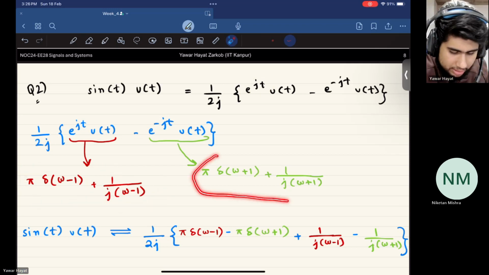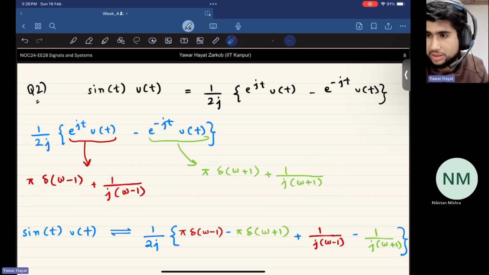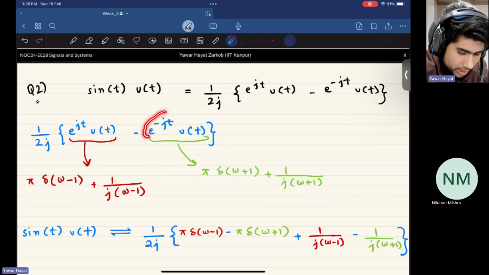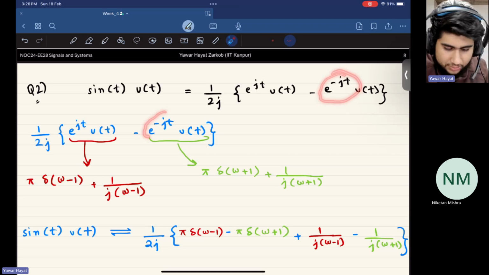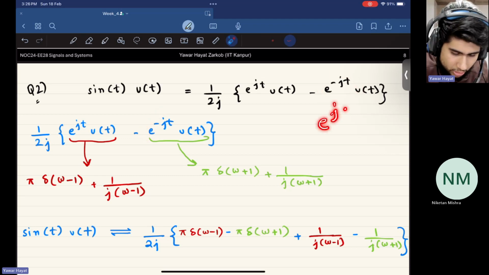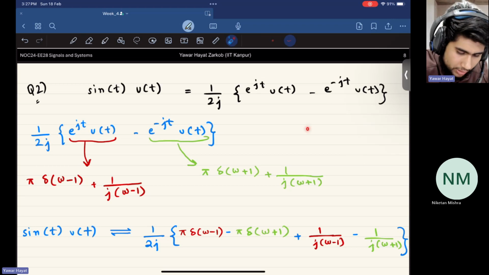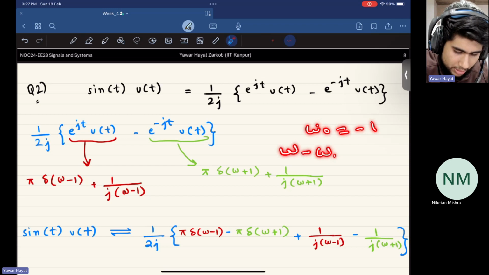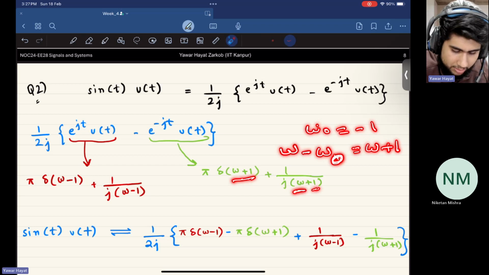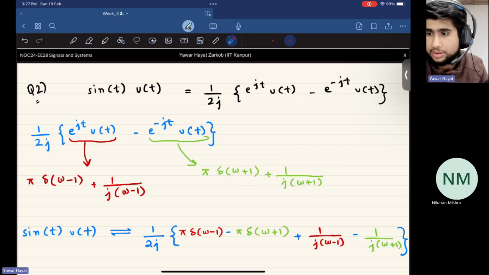And similarly, I came to this result. And why? Because omega naught was minus 1, right? This is e to the power j omega naught t. The only way it would be e to the power minus jt is when this omega naught would be minus 1. So if omega naught is minus 1, then omega minus omega naught, what is that? That is omega plus 1, right? That's why I replaced omega by omega plus 1 throughout this result, right?